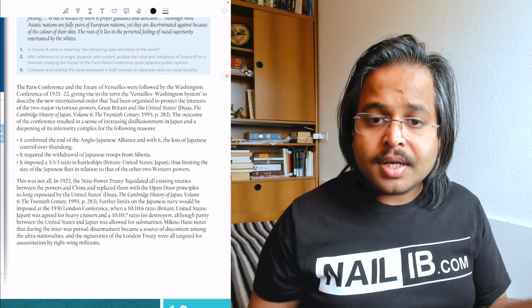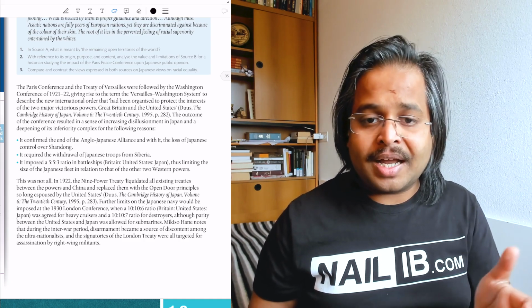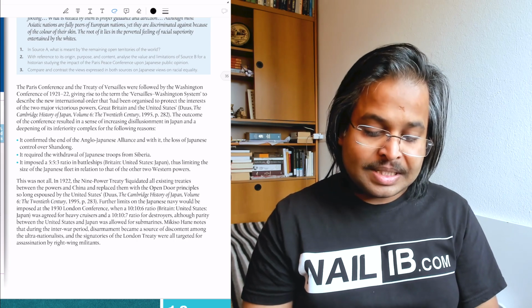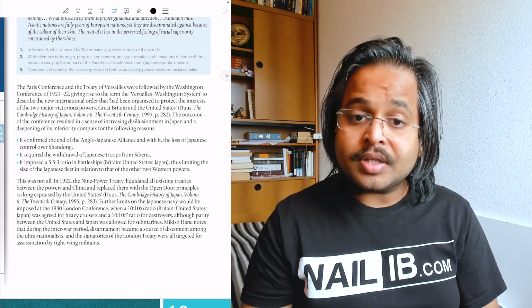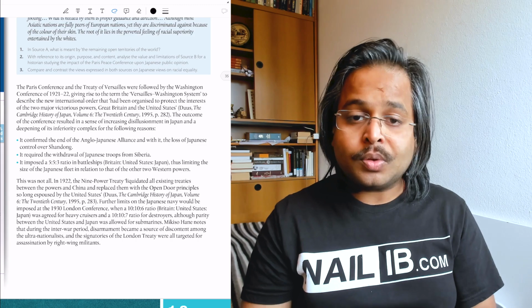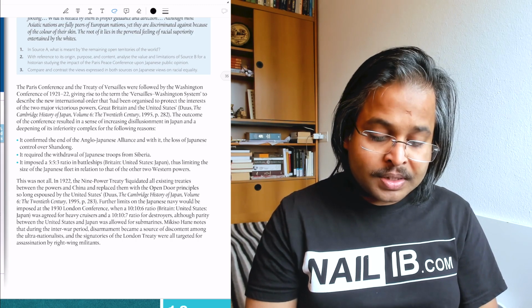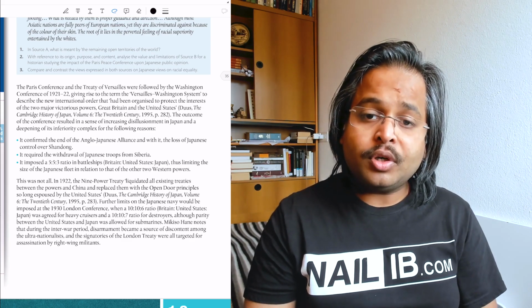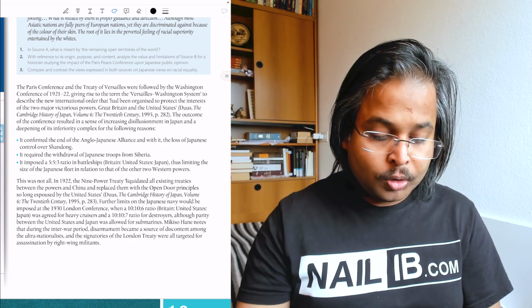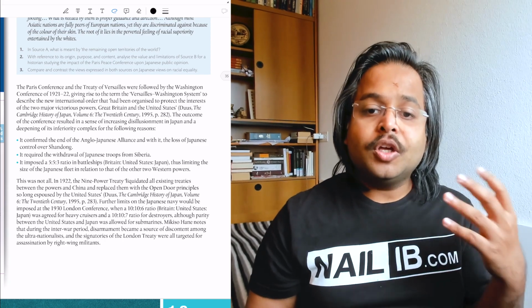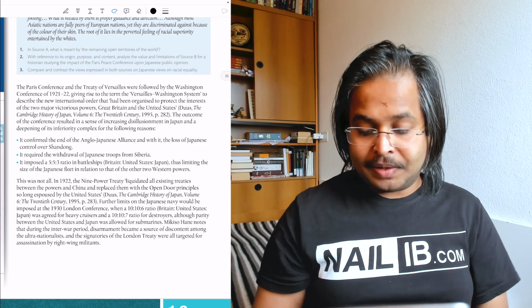This cognitive dissonance is what will formulate the future of Japan and the way Japanese choose to go ahead and expand, ignoring the League of Nations at a later date. Further, limits on the Japanese Navy would be imposed at the 1930 London Conference, when a 10-10-6 ratio, again 10 for Britain, 10 for US and 6 for Japan, was agreed for heavy cruisers, and a 10-10-7 ratio was agreed for destroyers. So even the Navy would be controlled just like the battleships were earlier. Although parity between the US and Japan was allowed for submarines. So something was given to Japan, that you could have the same number of submarines as the Americans.